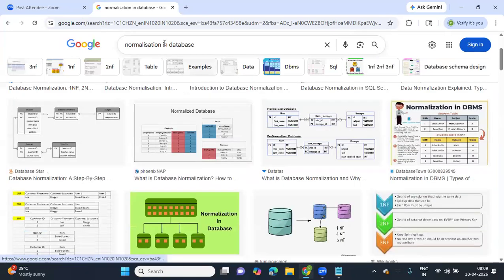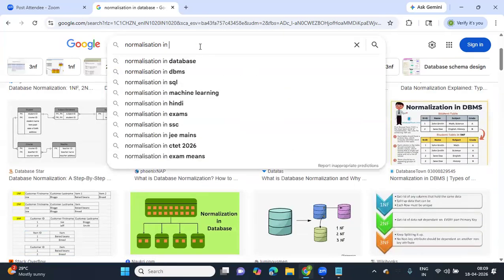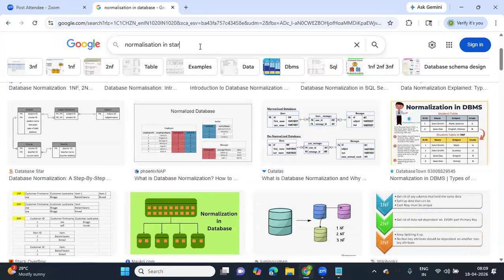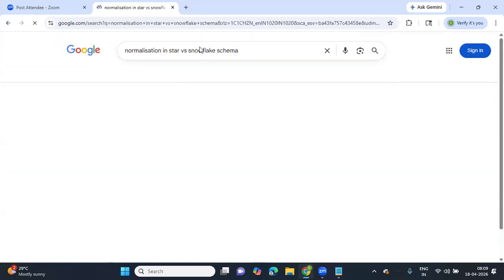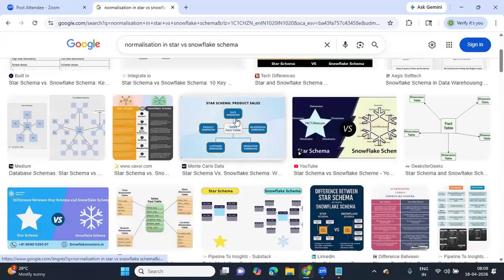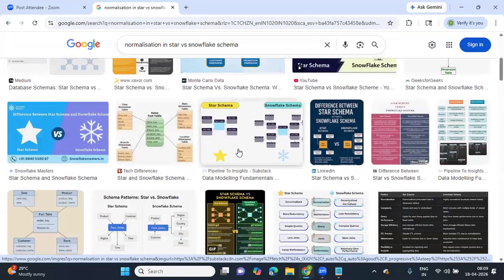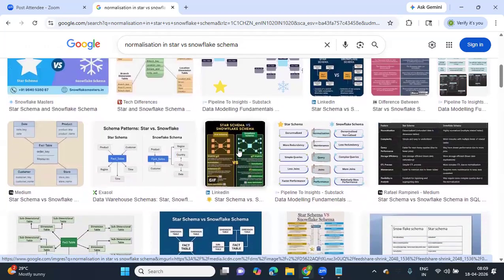Okay, this is taking us to another one, normalization, or what? Snowflake schema. I'll tell you what star is. Star and snowflake schema are... I'm just looking for an example where it is showing both the things at a time.